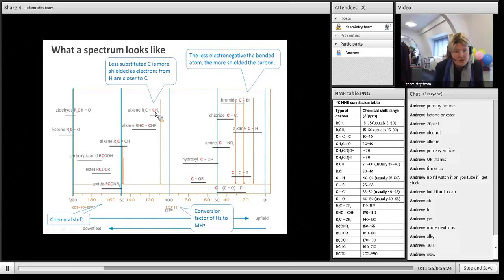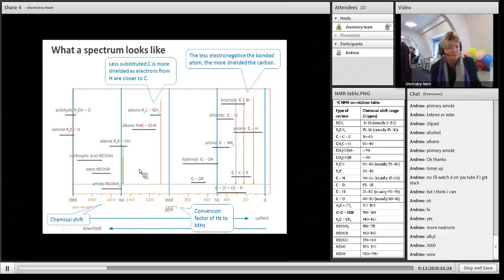This is a very good way to see if you've got a terminal alkene or not. If you've got a carbon double bond carbon with hydrogen attached, it's more upfield, around about 110, whereas a carbon attached to other carbons is more downfield. If it's one other carbon, it's sort of sitting in the middle here, and if it's attached to two other carbons, it's closer to 150. So that's a good way of trying to work out: do I have a terminal alkene or not? How substituted is my alkene?